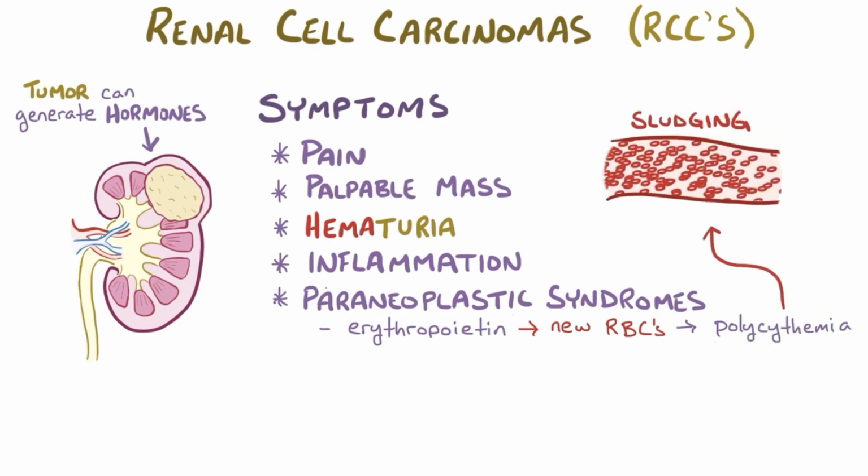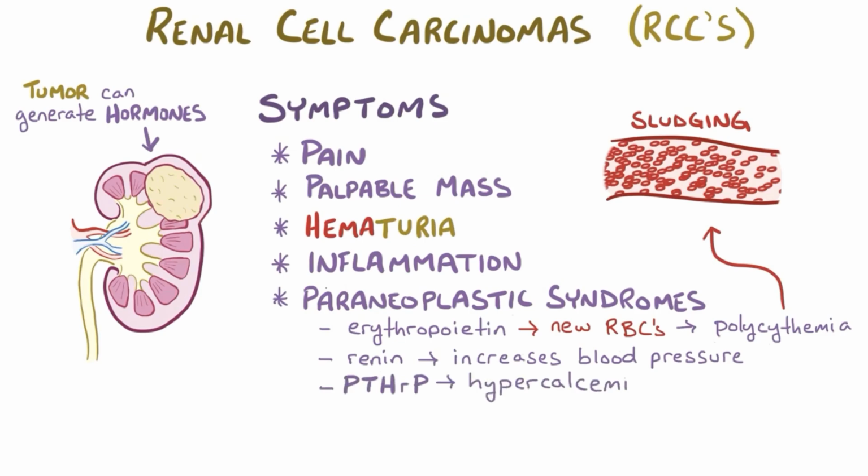Another paraneoplastic syndrome involves the release of renin, a hormone that's part of the renin-angiotensin-aldosterone system, and is involved in raising blood pressure. Some other hormones that renal cell carcinomas are known for releasing include parathyroid hormone related peptide, or PTHrP, which causes hypercalcemia, and adrenocorticotropic hormone, or ACTH, which increases release of the stress hormone cortisol and can lead to Cushing's syndrome.